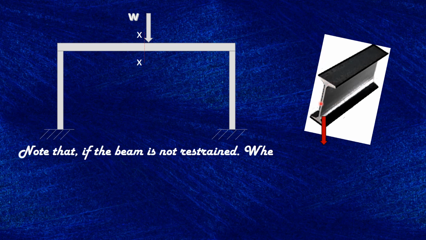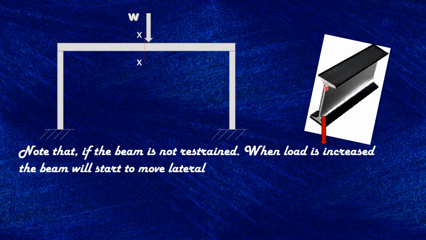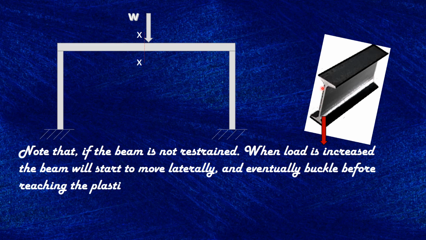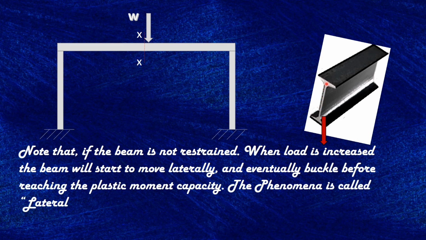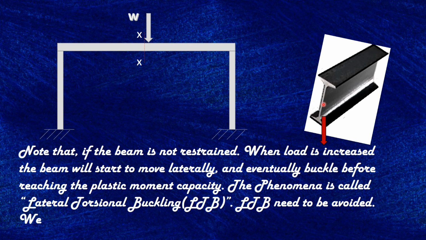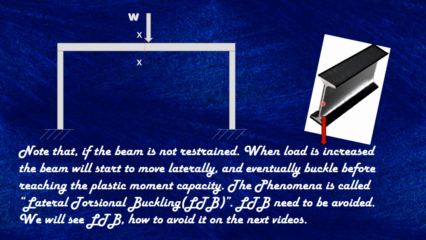So for that we will see how we can avoid this. The way it is rotating is not going through the shear center of the web, so the whole structure will not form the plastic capacity. That means it will fail. So that's called lateral torsional buckling. We will see that in my next videos in depth.